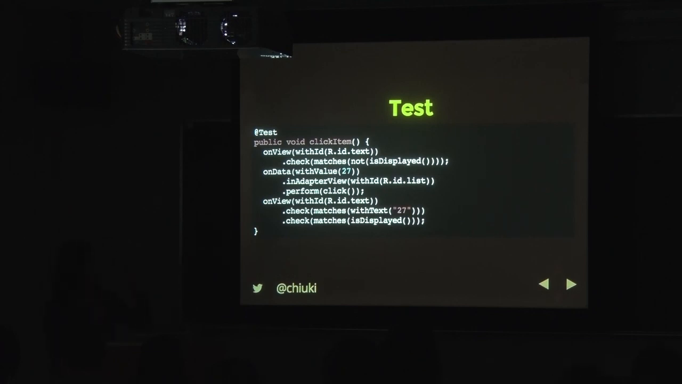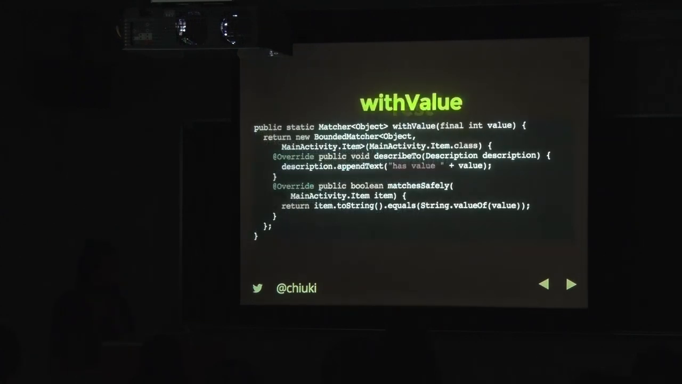So look at the onData line. The withValue function is actually written by us. It's not provided by Espresso or Hamcrest. And let's see how we do that. Again, our best friend BoundedMatcher is here. This time we are matching it with a MainActivity.Item. I was too lazy to make a separate class. So in the Item class, what we are doing in the matchesSafely function this time is that I want to know whether the value is the same as the one I'm looking for. So if I'm looking for 27, I want to make sure that that particular item is being displayed.